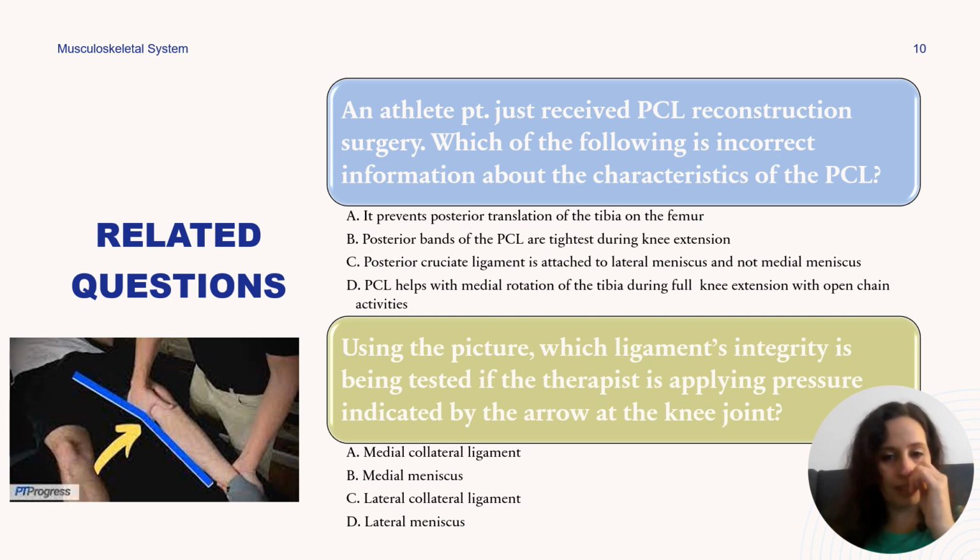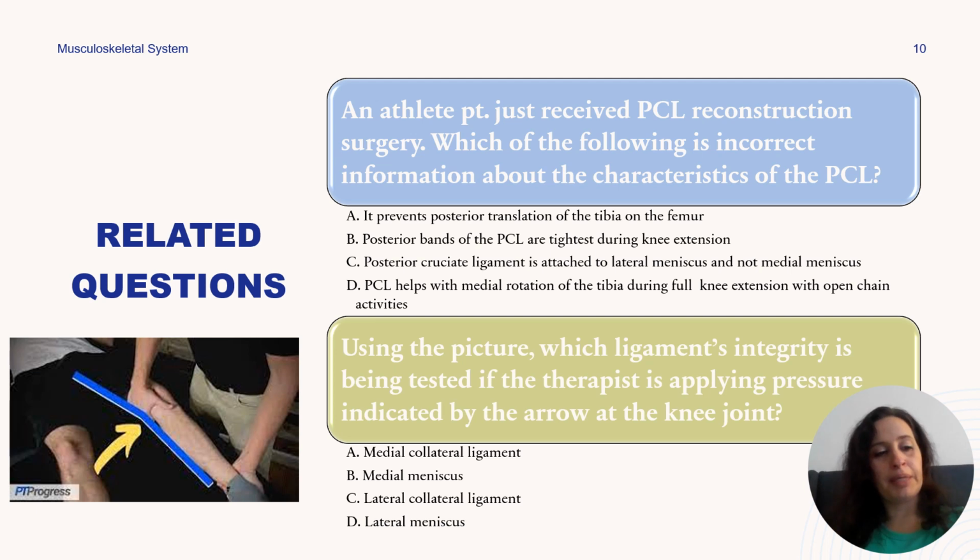Second one, posterior bands are tightest during knee extension, okay. It's a hard one to just know, but you can imagine if it's preventing the tibia from sliding too far back, then it's going to create tension in the back to stop it from moving. So again, it's not like you're going to know everything, but sometimes think through it critically and see if that makes sense. That makes sense to me. I'm going to leave that one alone.